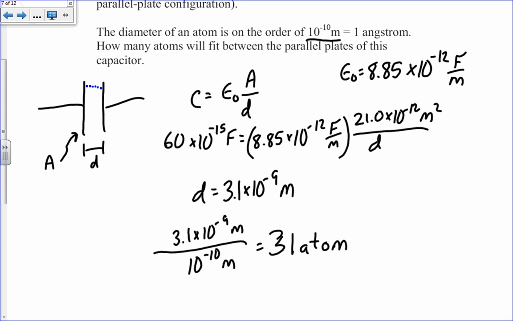They can get pretty close together. Usually, in a capacitor, you're actually going to have a dielectric in between them.